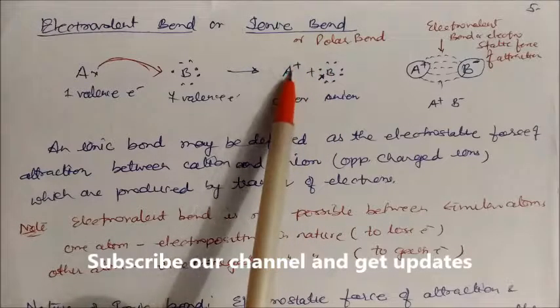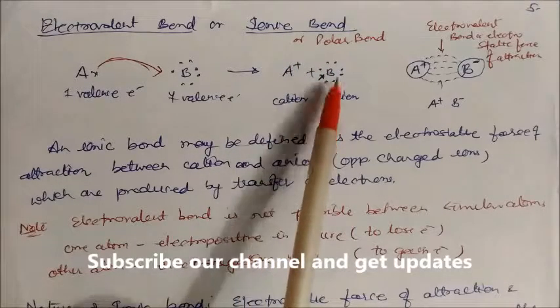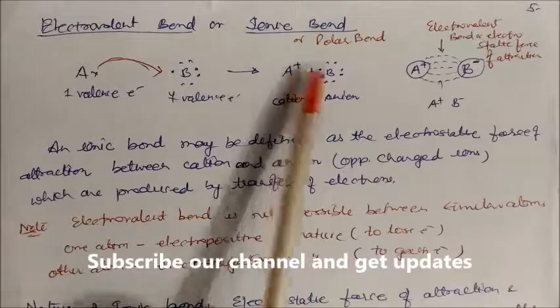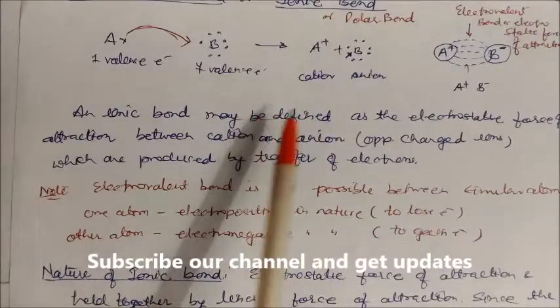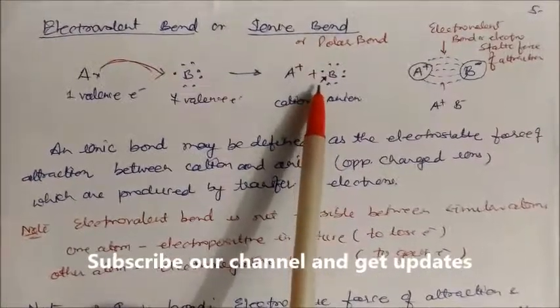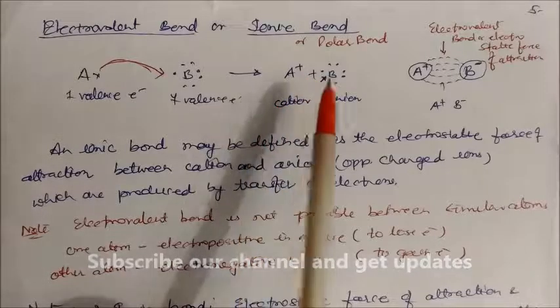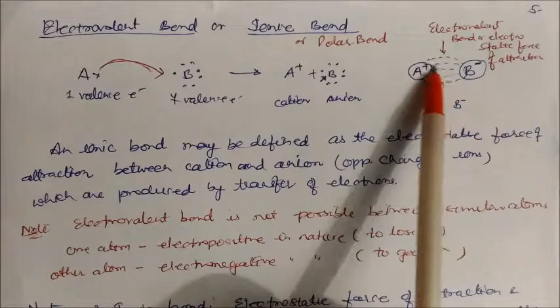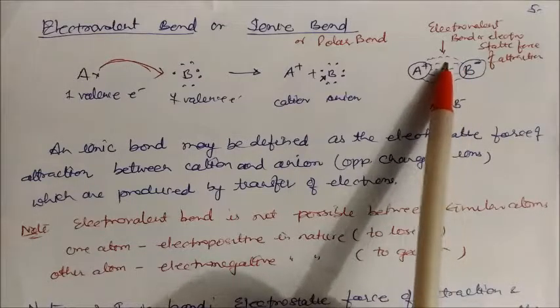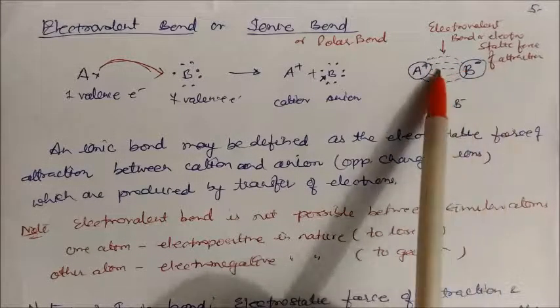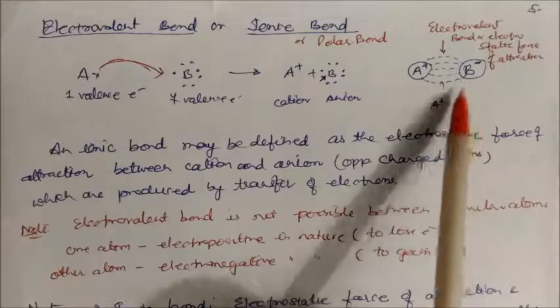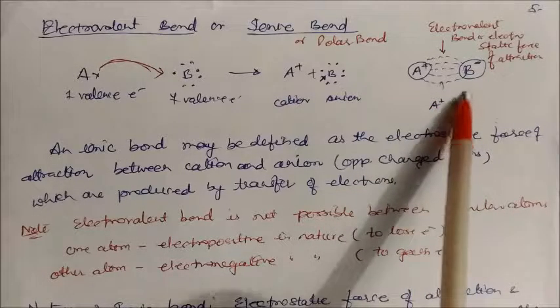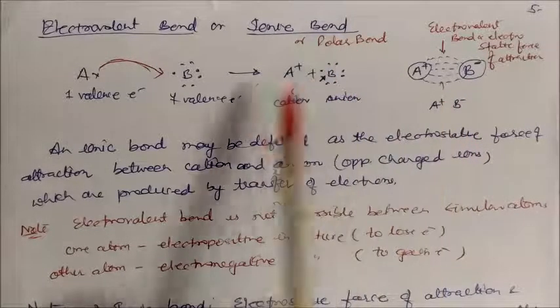Then the positive charge of the cation and the negative charge of the anion come closer to each other and form a bond, and this bond is called the electrovalent bond. They create a force of attraction. This is the electrostatic force of attraction between cation and anion, and the compound formed is an ionic compound.